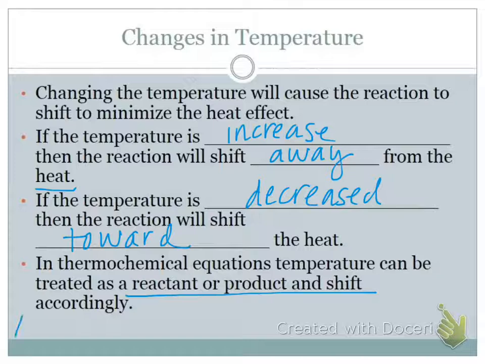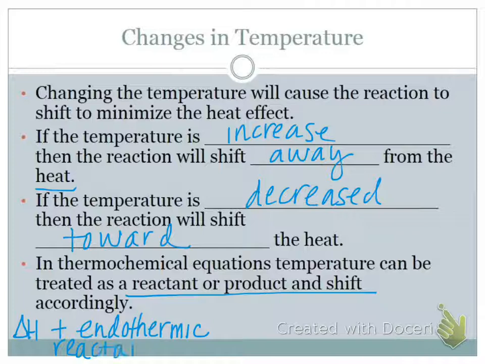So remember, when delta H is positive, is that endothermic or exothermic? Does anybody remember? Endothermic. And if it's endothermic, how did we treat heat? As a product or a reactant? Remember, I'm having to add heat. So where should it go? Reactant or product? Reactant, yeah. So it would be a reactant. If delta H is negative, then we have an exothermic reaction, and I would treat heat as a product.